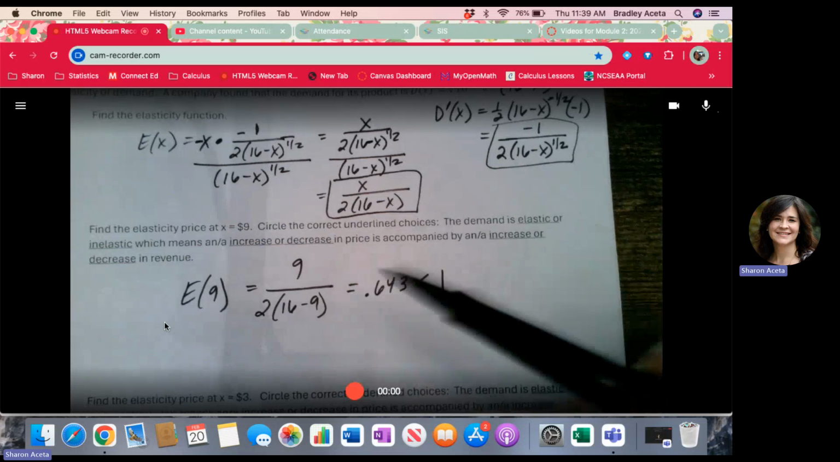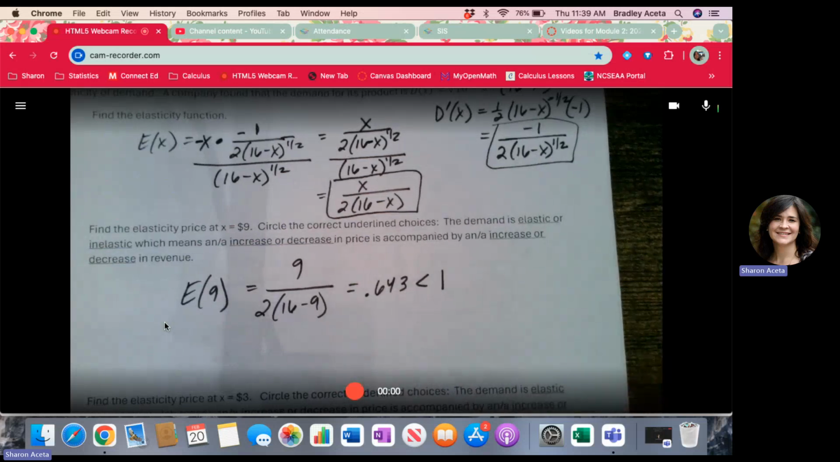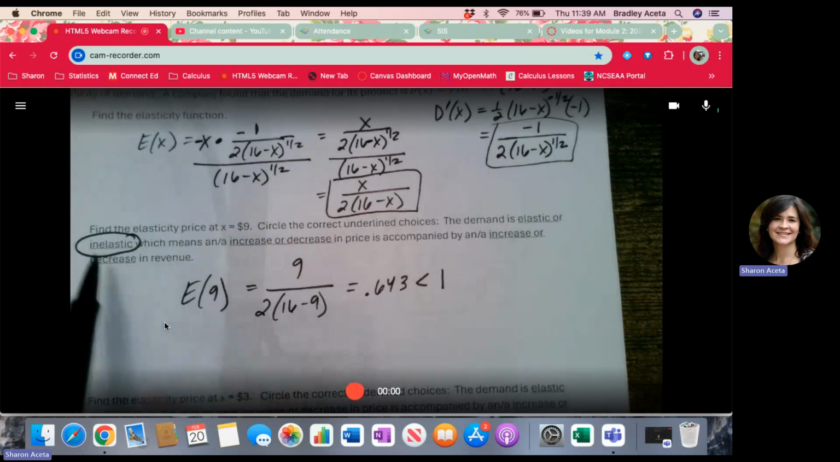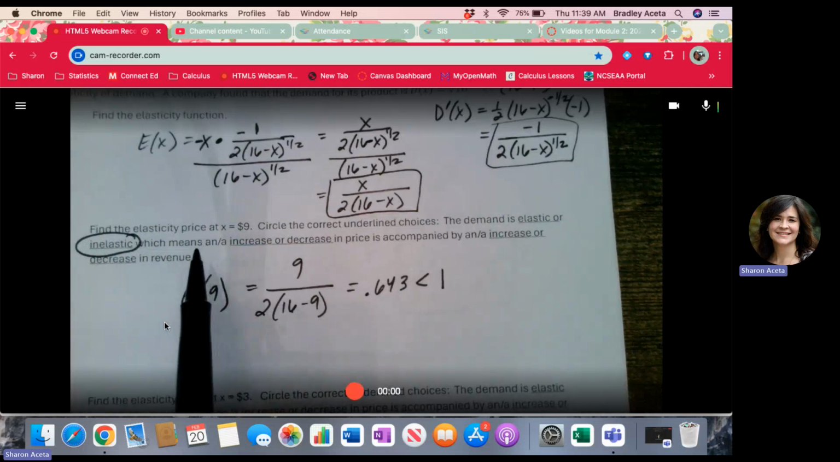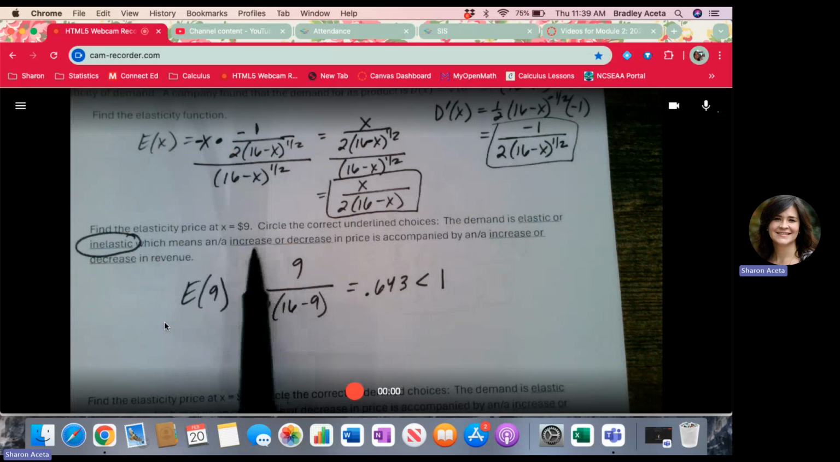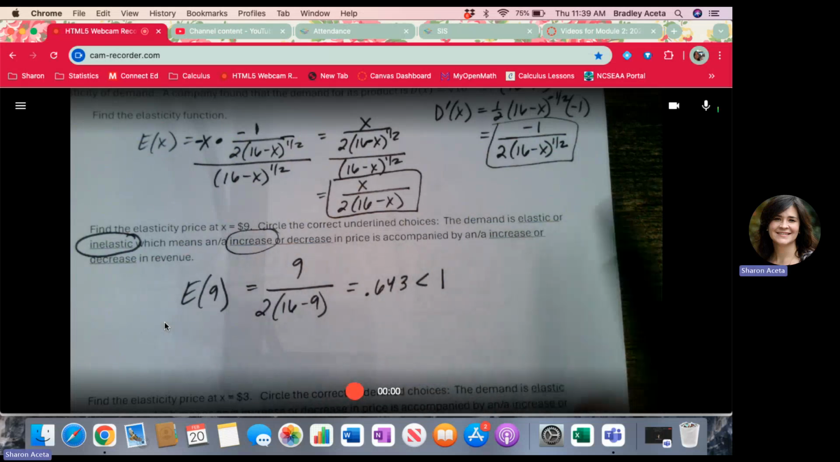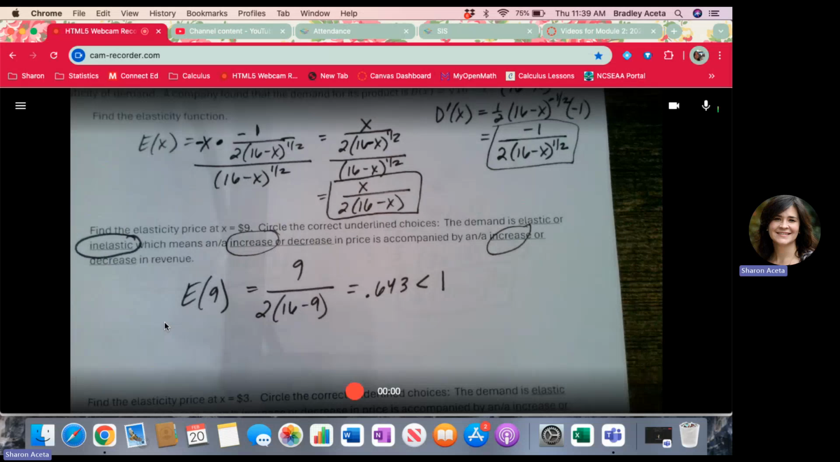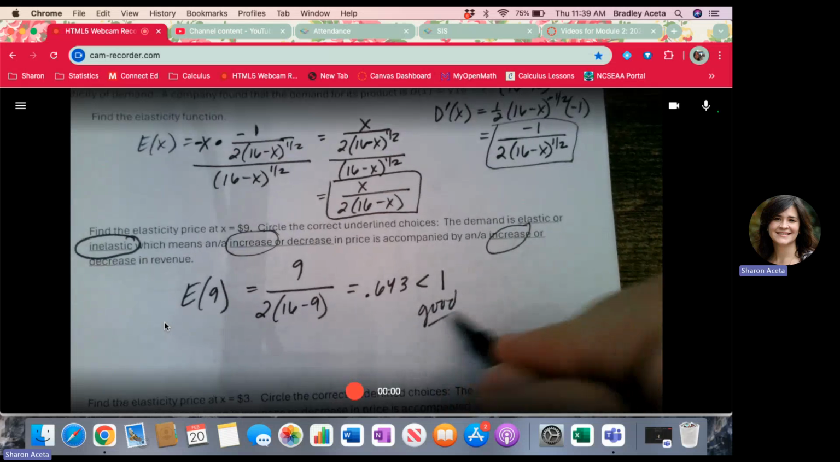Now you need to somehow write this on a note card. If you're less than 1, that's good. That means you're inelastic. You need to circle that. Which means that an increase in price would be an increase in revenue. And that's good. That's what we want. Okay, we want to be less than 1. This is good. This is great. This is inelastic.